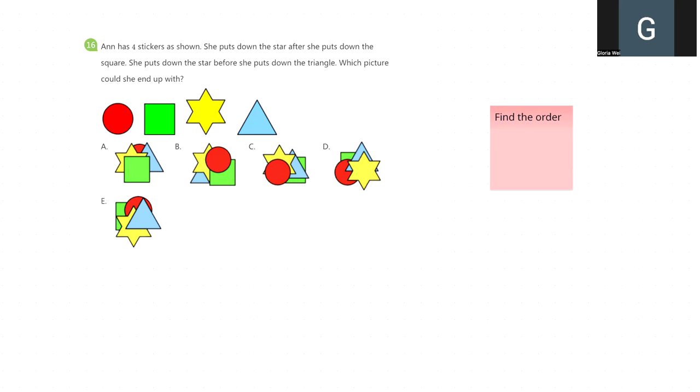Anne has four stickers. She put down the star after she put down the square. She put down the star before she put down the triangle. Which picture could she end up with?